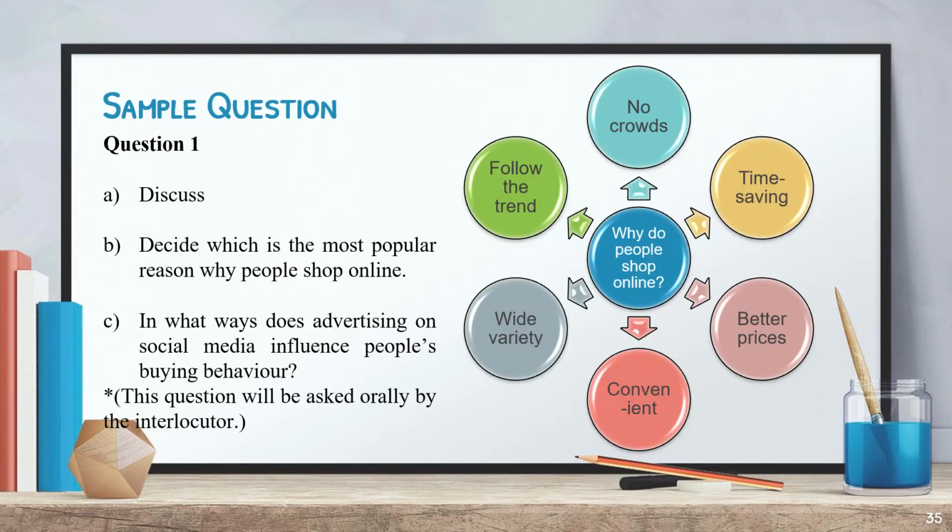Okay, now let's look at a sample question for part 3. Here the question is, why do people shop online? As you can see here, there are 6 bullet points, and you and your partner will have to discuss these points. You have to decide very quickly before you start which points you are going to talk on and which points your partner is going to speak about.